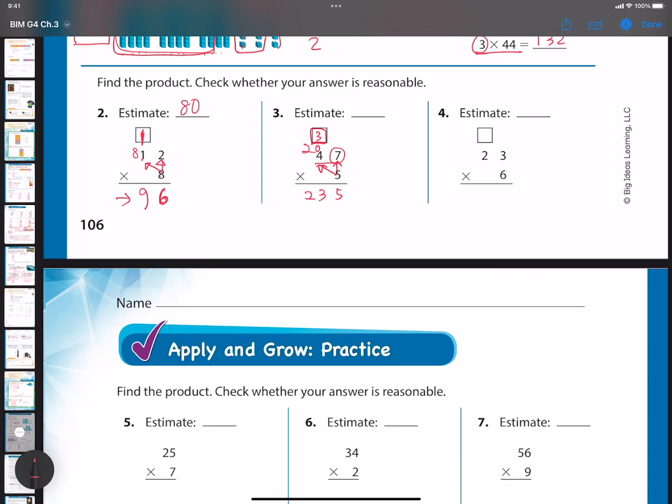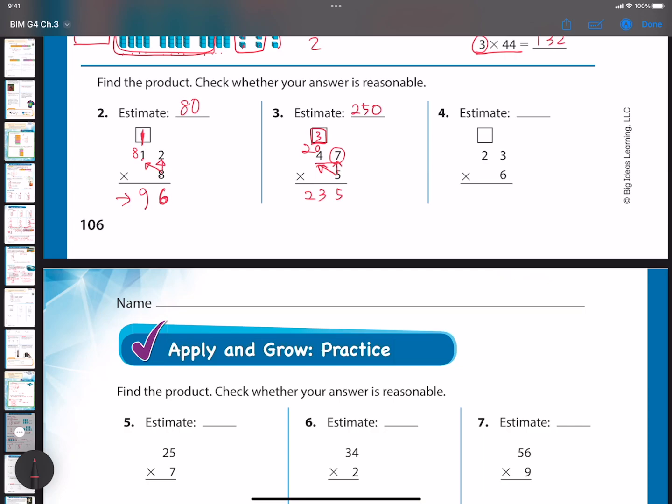I'm sorry, guys. So let's see our estimation. Since I said 47 is close to 50, I'm going to do 50 times 5, which is what? 25, and then 10, right? So 250. And compare 250 and 235. Yes, your product is reasonable.